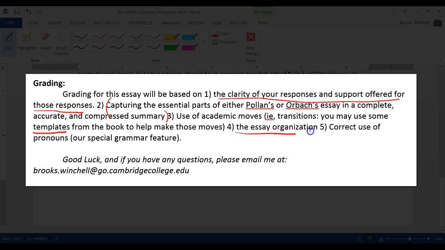Also the way you organize the essay, how you organize your paragraphs, and the correct use of pronouns, which is going to be our grammar feature for this essay that I'm going to discuss in lesson 14, in addition to sentences like I discussed from unit 1. So that's basically the assignment.